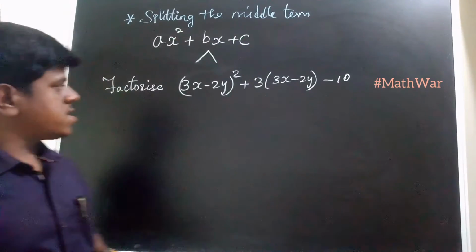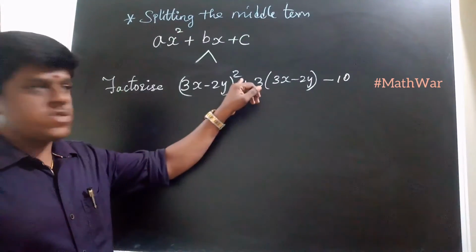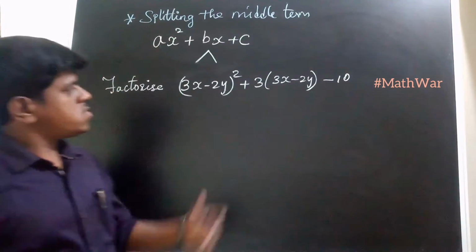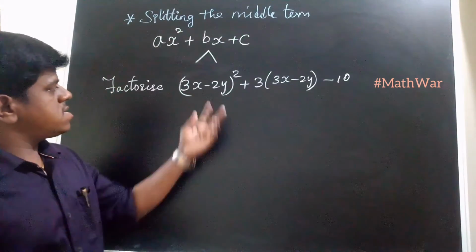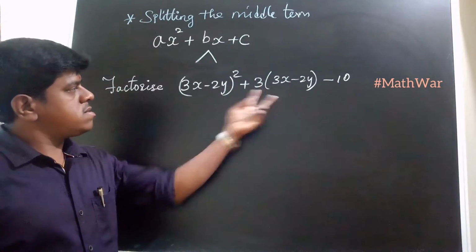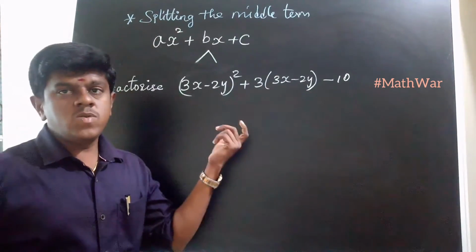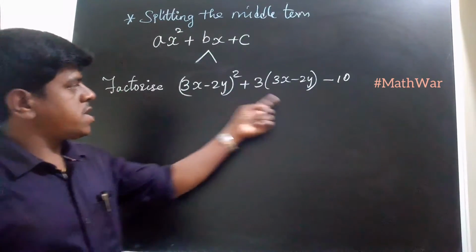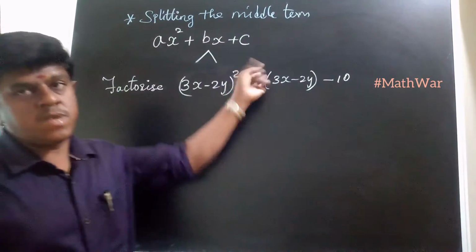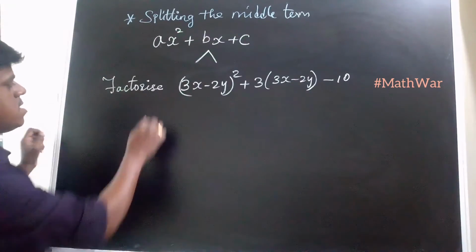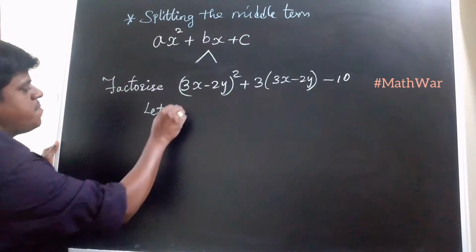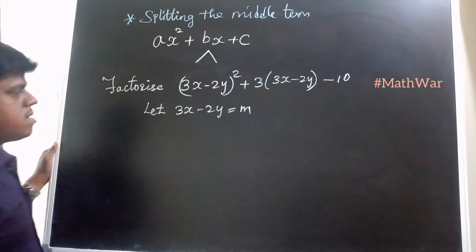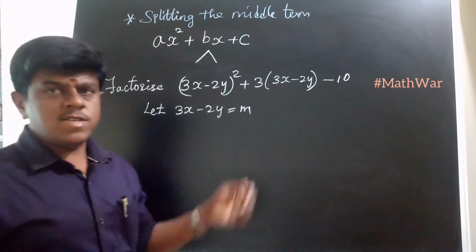Next sum, factorize 3x minus 2y whole square plus 3 into 3x minus 2y minus 10. So by seeing the question, we cannot take out anything common. But one thing, if you notice, this is also one trinomial of the form ax square plus bx plus c. So what we can do is assume let 3x minus 2y equal to m. Let 3x minus 2y, we can assume it as m.